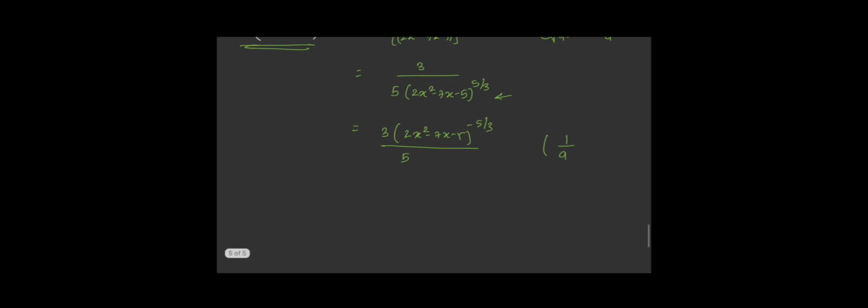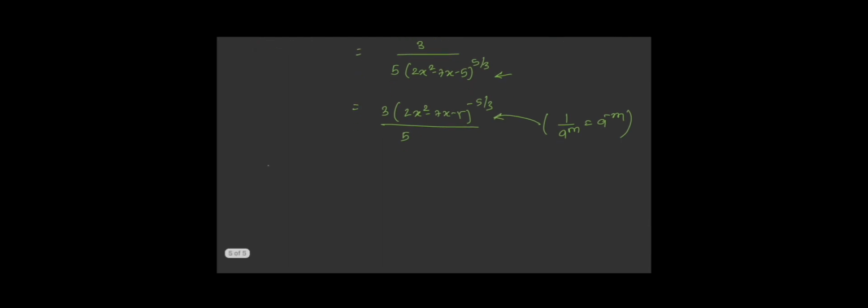So this can be written as 3 over 5 times 2x square minus 7x minus 5 raised to minus 5 by 3. How did I do that? That's simple, again indices: 1 over a raised to m is a raised to minus m, and that is what we did here. Great. So now we have our function, so we can call this y equals 3 by 5 times 2x square minus 7x minus 5 raised to minus 5 by 3. So this is a simple function to differentiate, right?